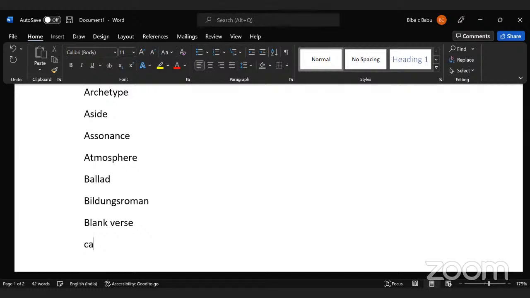Then the next word is caesura. Caesura is a stop. It's a pause in a line of poetry, either in the middle or at the end of a line. When you read poetry, either at the end of the line or in the middle of the line, there will be a short pause. That short pause is called caesura.